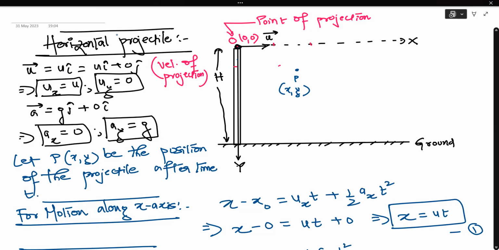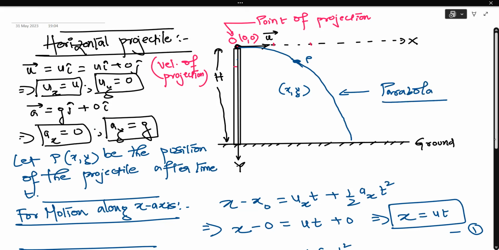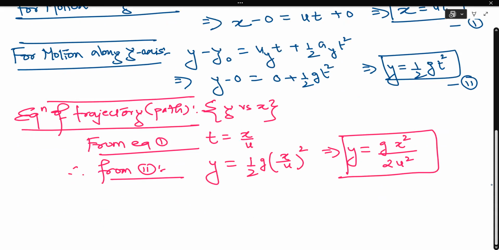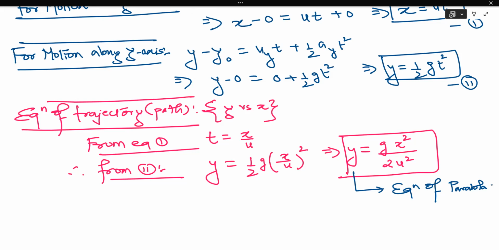And this curve, right? This kind of curve that we have got here, where the point P lies, this curve is known as a parabola. What do we call it? Parabola. Remember that y equal to g x square by 2 u square is the equation of a parabola. That means the projectile will follow a parabolic path. What is the shape of the path? Parabolic.